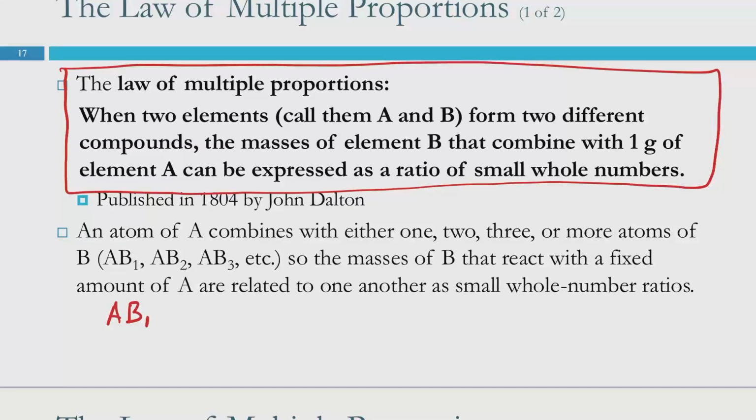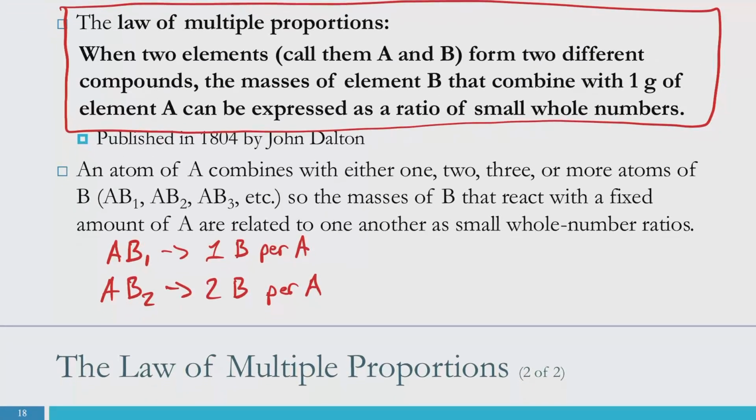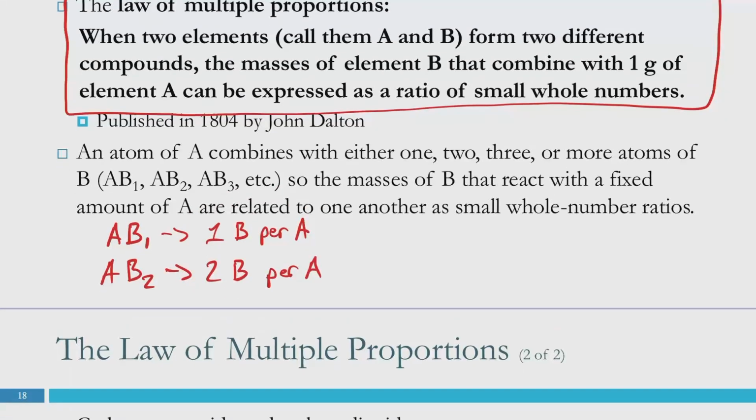So AB1, basically 1B per A, AB2, 2 Bs per A. We wouldn't be able to zoom in, especially not in 1804. We wouldn't be able to zoom in and see that it's that number of Bs for every A, whatever the chemicals are, or that number, 2 Bs per A. What we would have been able to do back in this time is get the mass of AB1 and the mass of AB2. So that's how we would work our way to figuring out that it's 1B or 2Bs.